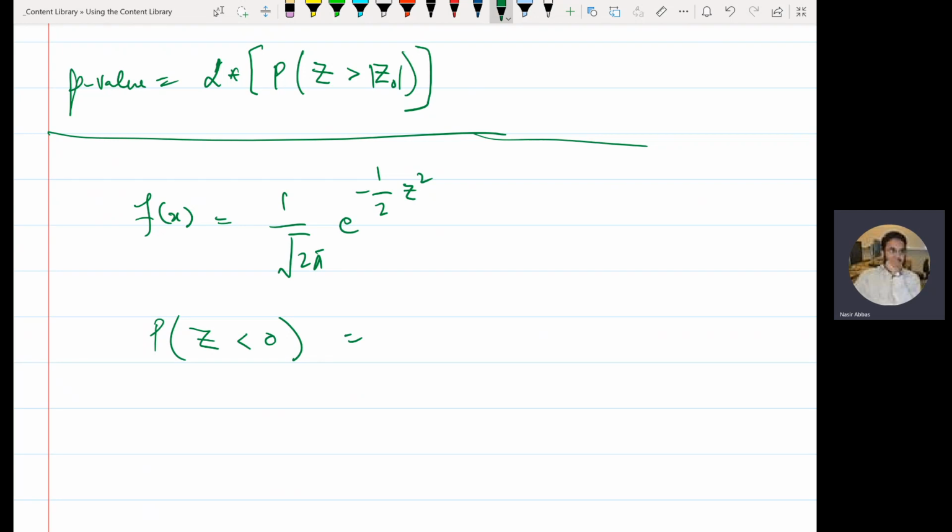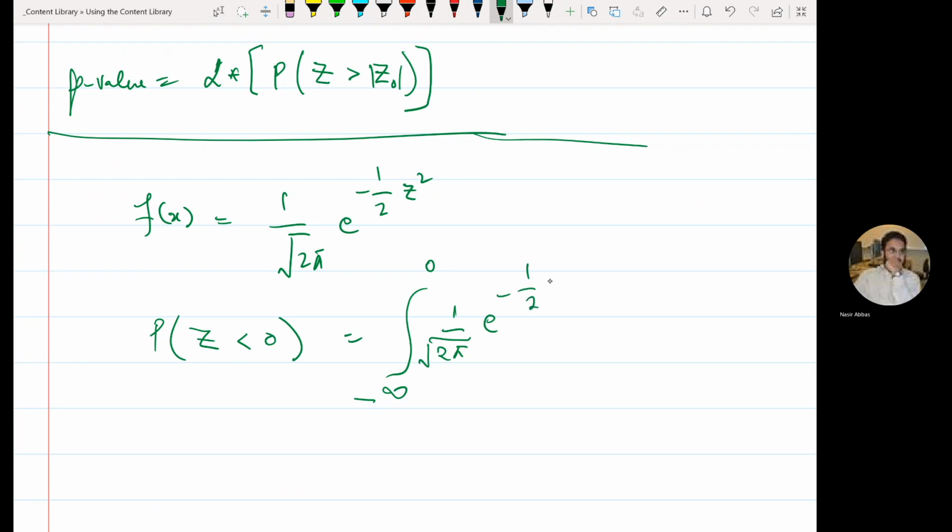How do I find this probability if I want? I need to integrate this function from minus infinity to 0. But Excel integrates itself and gives the answer 0.5. But the point here is that to find the probability, I need to integrate, right? From minus infinity up to that point. If I want the probability less than 1, I will integrate from minus infinity to 1. If I want less than, let's say, minus 1, I'll integrate from minus infinity to minus 1, right?